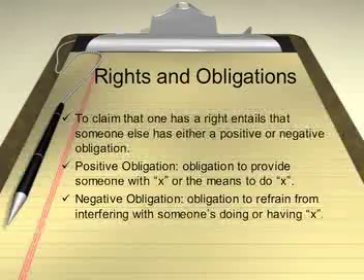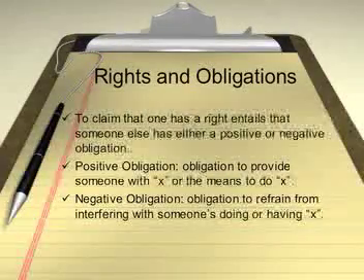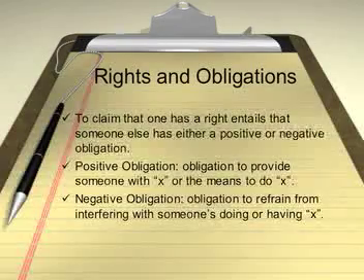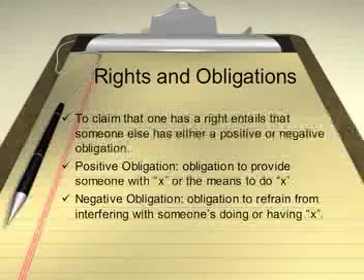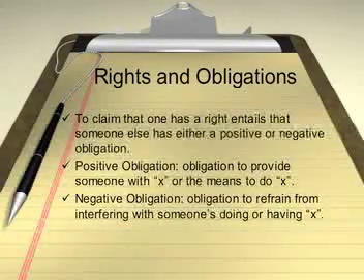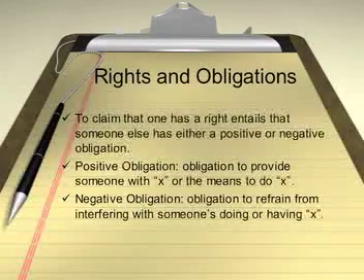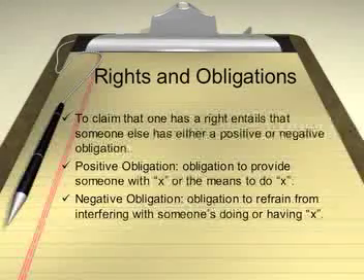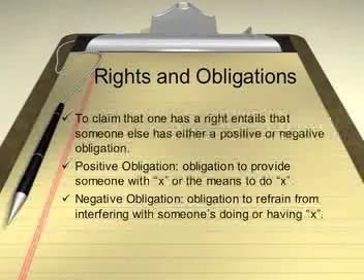So what sort of obligations might I have? Well, if I have a positive obligation, then it means I have an obligation to provide somebody with X or the means to do X. So to say I have a right to X sometimes means that somebody has to provide that to me. You might say, for instance, that everyone has a right to at least a secondary education. Or maybe that's more controversial. Maybe I should say everyone has a right to a primary or elementary education.